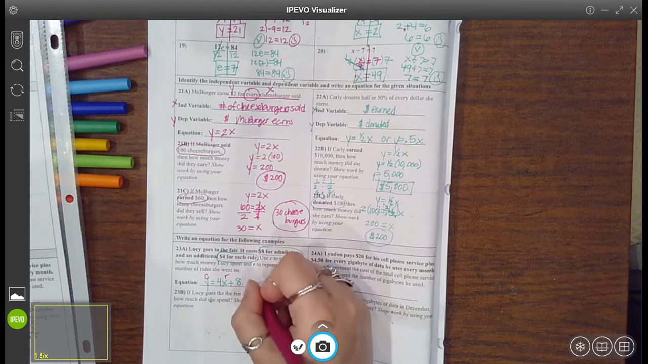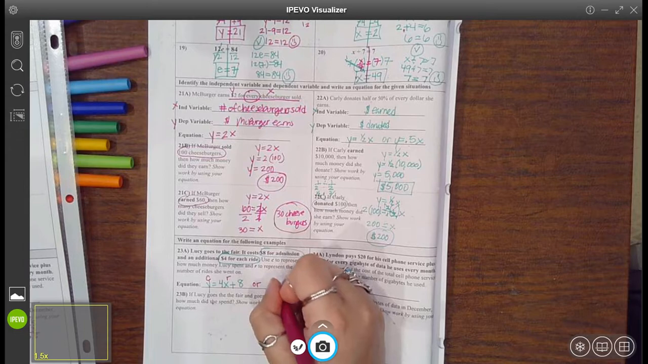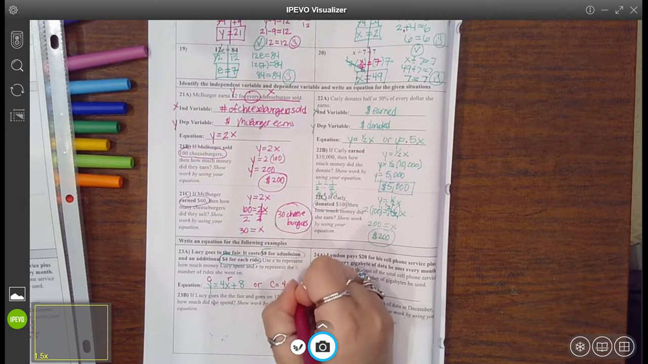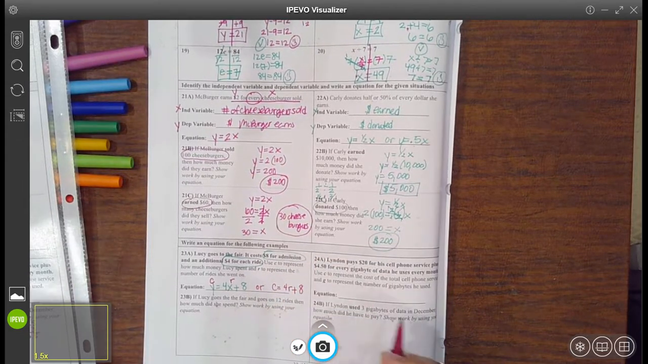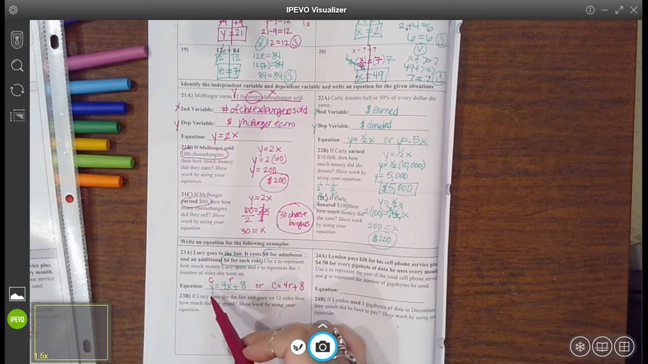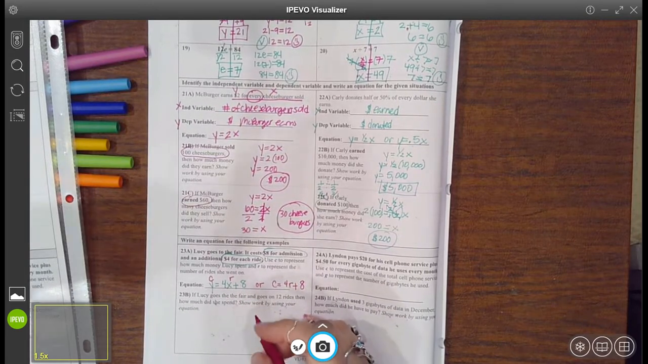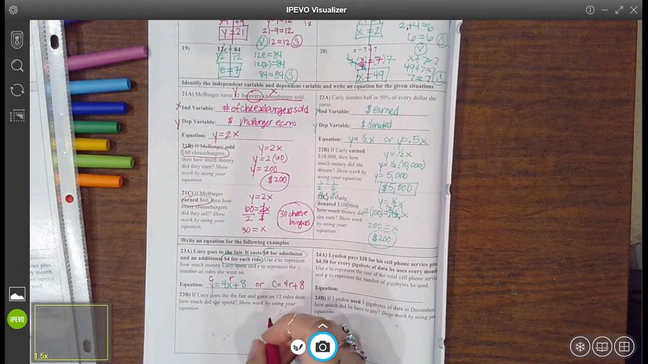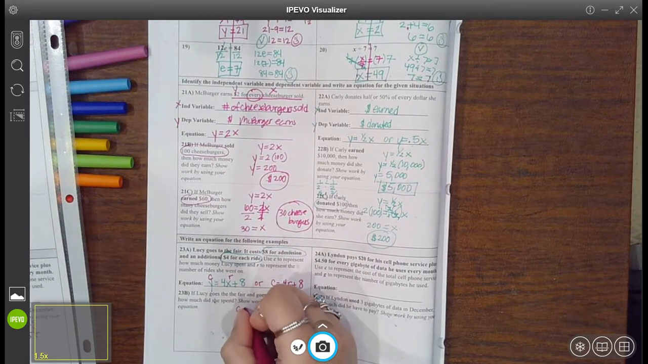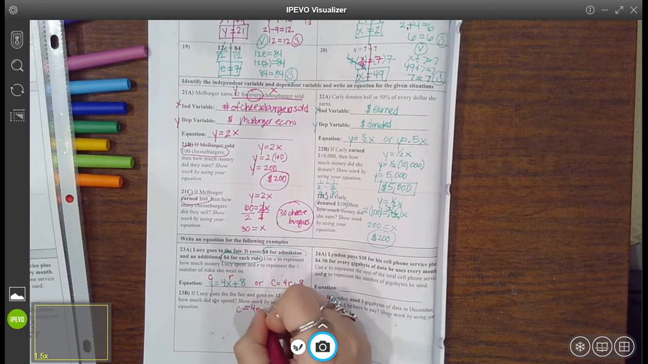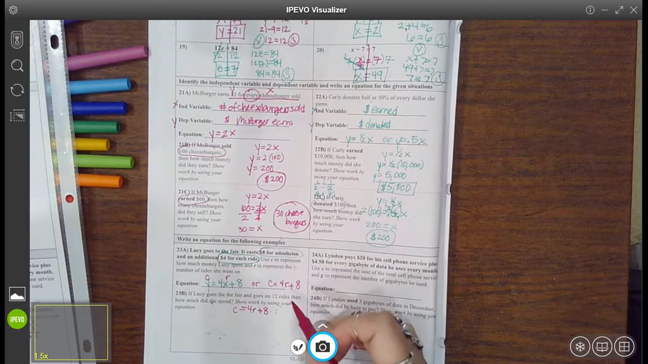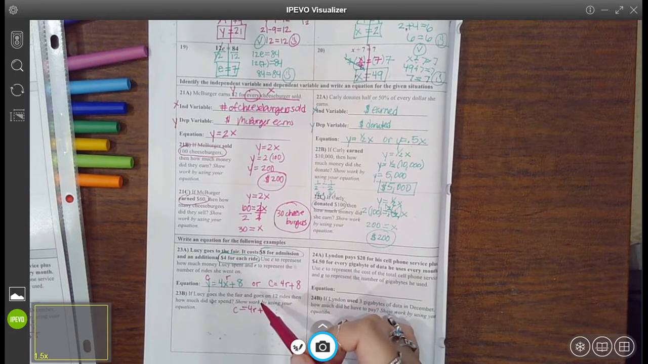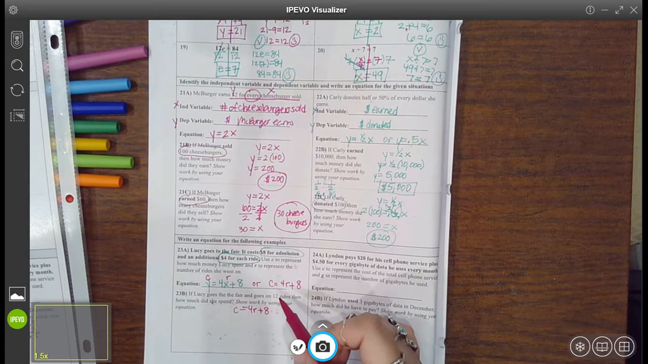Okay, so they want the equation to be C equals 4R plus 8. But if they didn't tell you to use C and R, I would say Y equals 4X plus 8. And now let's go ahead and substitute it in. So C equals 4R plus 8. Lucy goes to the fair and goes on 12 rides. Then how much did she spend?